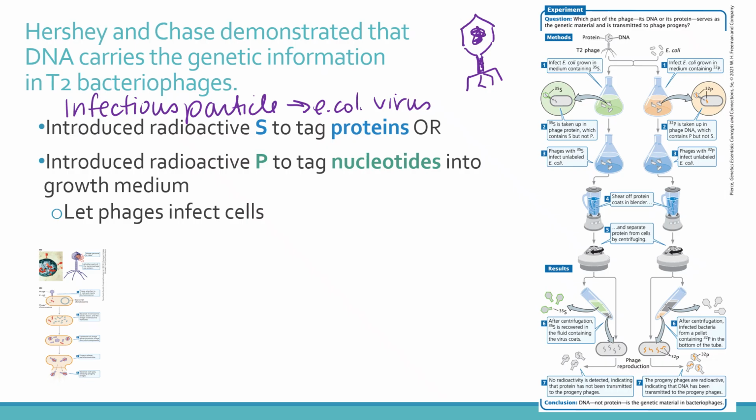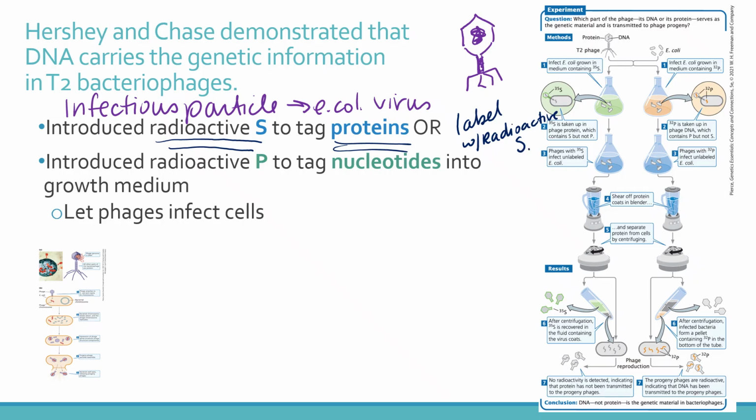So they started by growing viruses in two different cultures. In one of those cultures, they added radioactive sulfur. And the reason that they grew these bacteriophages in the presence of radioactive sulfur was that sulfur is found in proteins, but not DNA. And so they could essentially label their proteins with this radioactive sulfur.